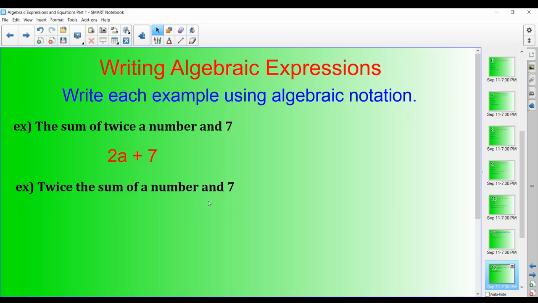So it says do the sum first. So I'm going to use parentheses here and do a sum of a and 7 and do twice that. And if you distribute in this bottom expression, you'll notice that they're different slightly. So we got to be careful that we're writing the correct expression based on what the problem's asking.